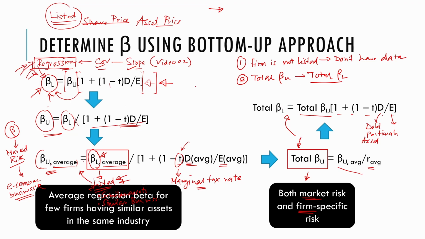Okay, so this is one additional step I am referring to here, that is the determination of beta using the bottom up approach. This is the bottom up approach. So if you don't have sufficient data for private firms, for private assets, then you can use this approach to calculate the beta value.